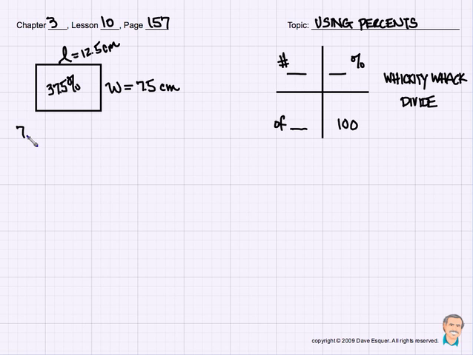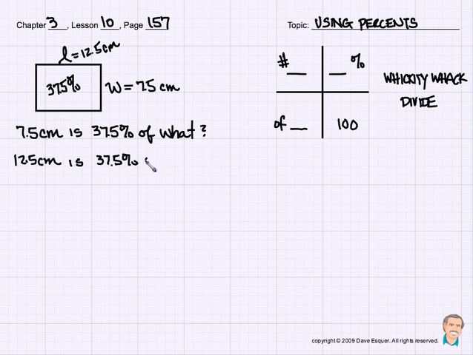So let's write that down. So we have 7.5 centimeters is 37.5% of what? And our second one would be 12.5 centimeters is 37.5% of what as well. Let's make this the width, and let's make this the length. So 7.5 centimeters is 37.5% of what original width, and 12.5 centimeters is 37.5% of what original length.